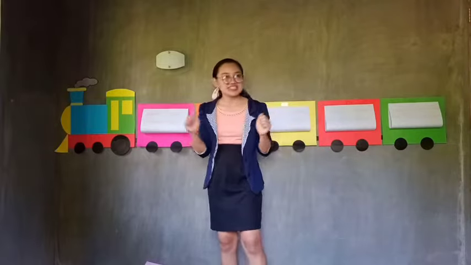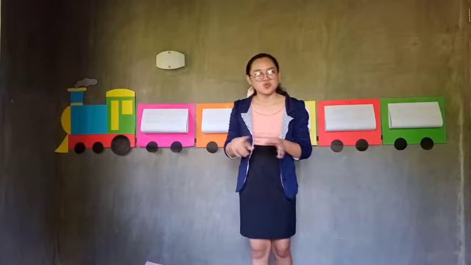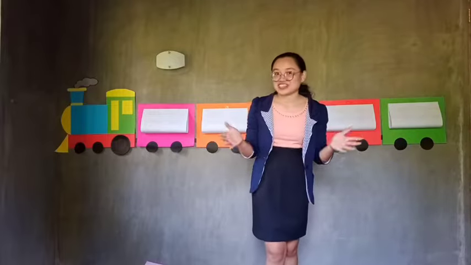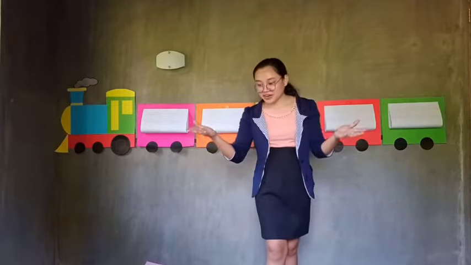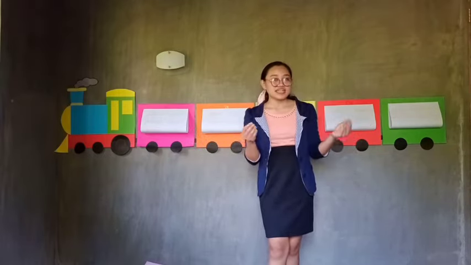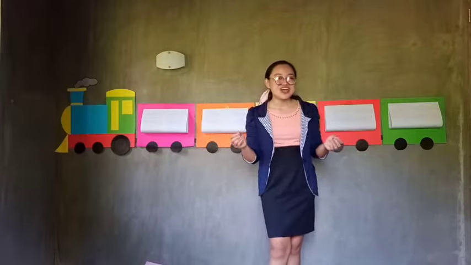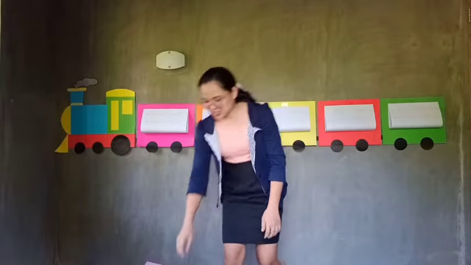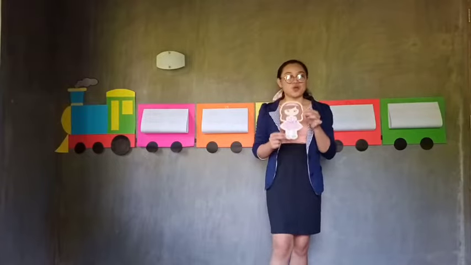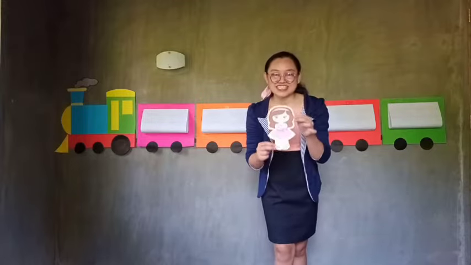I call this activity Give Me My Name. Listen to my instruction. I prepared here some random pictures, and I want you to identify what these pictures are. Are you ready now, class? Let's start. First picture, what is this? That's correct. This is a girl.